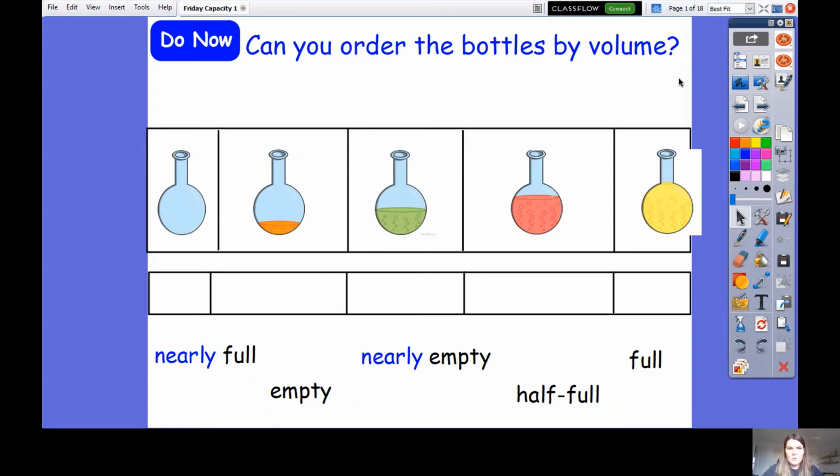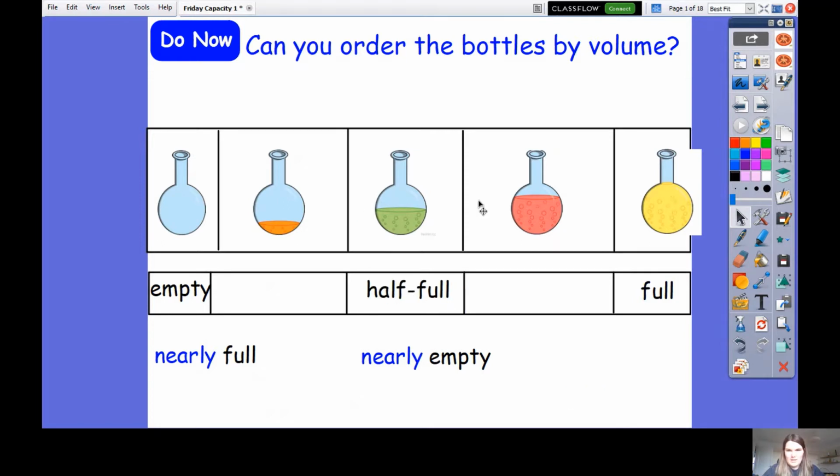Wonderful. So which one is this? Well done. It is empty. There is nothing in that container. Fantastic. Where is full? The yellow one. Well done. The yellow one was the fullest container. Where is half full? Right in the middle, the green one. We know that it's half full because the line would be half.